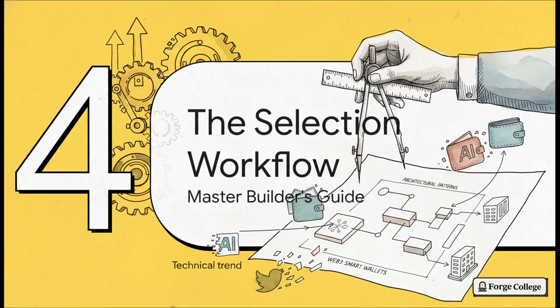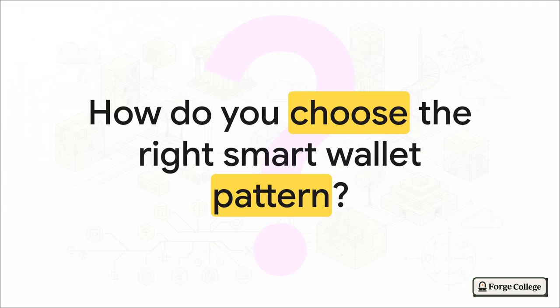Section 4. The Selection Workflow. The Master Builder's Guide. Okay, real talk. You shouldn't just slap account abstraction onto a project because it sounds cool on Twitter, and all the crypto influencers are talking about it. Which brings us to the single most critical question of this whole explainer. How do you actually choose the right smart wallet pattern for your users? How do you effectively bridge those fluid, easy user journeys with rigid, unforgiving security controls?